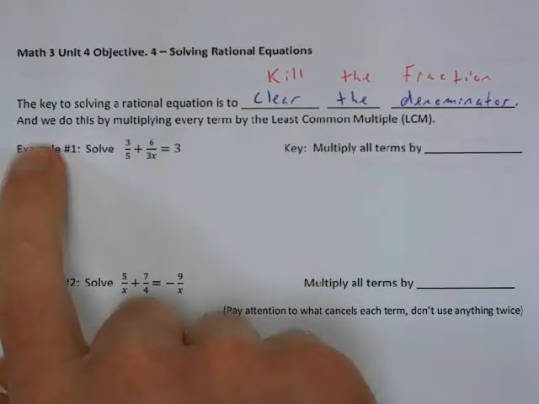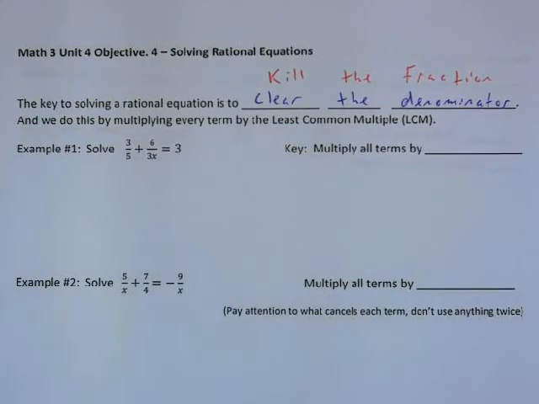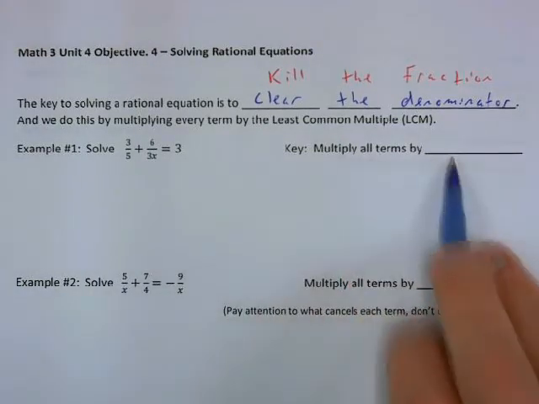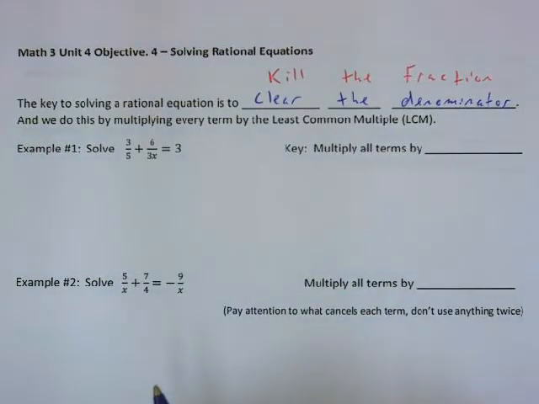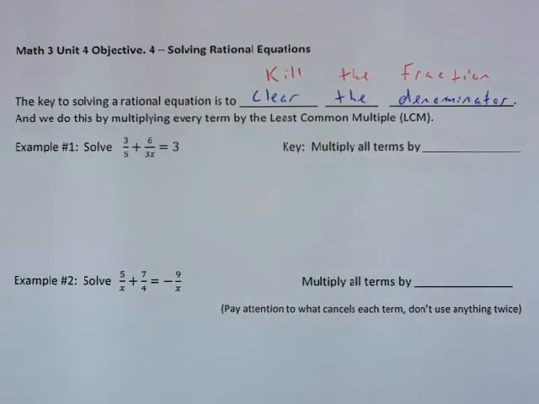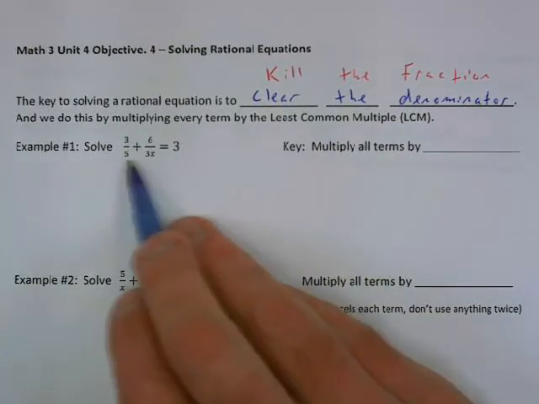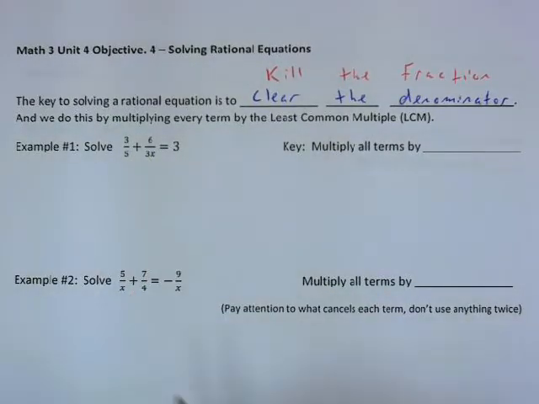Like it says here, we do this by multiplying every term by the least common multiple of our denominators. So the key for number 1 is to multiply everything by what? Well, what's the least common multiple between 5 and 3x? Now we can always get a common multiple by multiplying these two things together. That will always give us something that will work. It's just not always the smallest thing that will work. And if we don't use the smallest thing, that's creating more work at the end, because then we have to do a bunch more reducing.